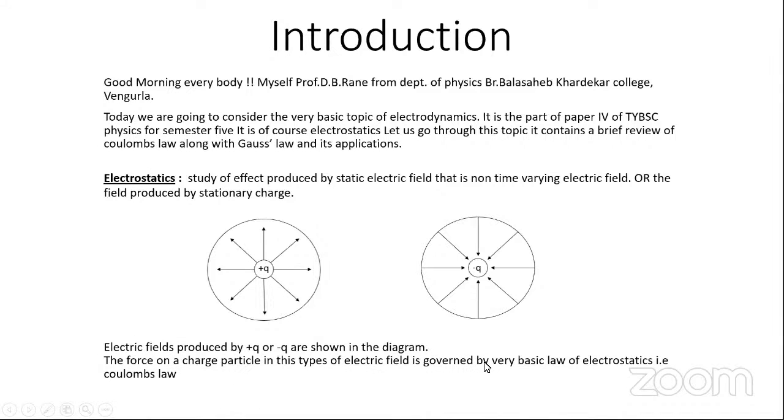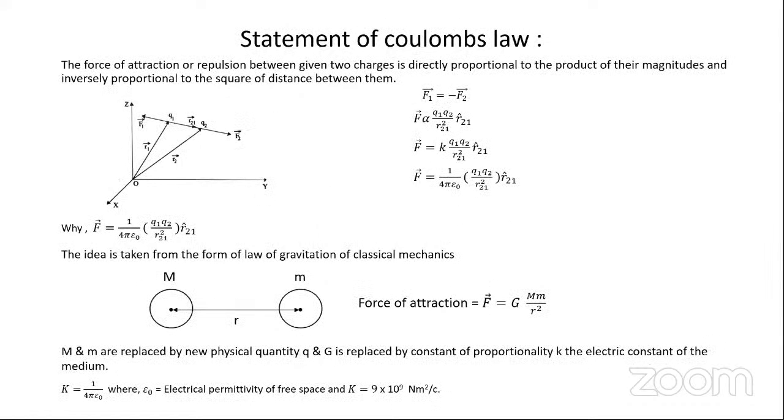Now whatever effect is produced by this positive charge or negative charge is governed by the very basic law of electrostatics, that is Coulomb's law. So first of all, we should consider Coulomb's law. Here we have the statement of Coulomb's law. It is a very basic law; we have learned all these things from 11th standard science also. So we will have a very clear idea about that in this lecture first.